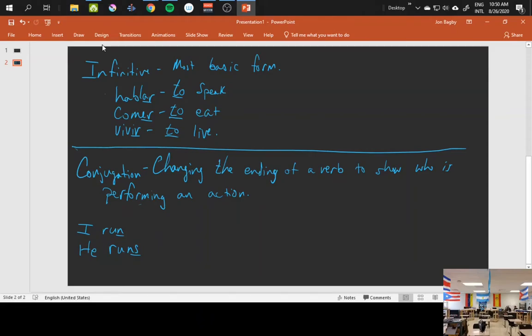So in Spanish, you're going to have 6 different endings in present tense conjugation for AR verbs, 6 different endings for ER verbs, and 6 almost completely different endings for IR verbs. Depending on what the infinitive ends with, AR, ER, or IR, it will give you the different conjugated endings to show the person who's doing the action.